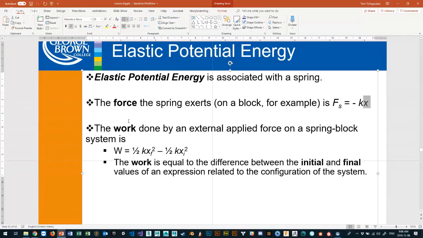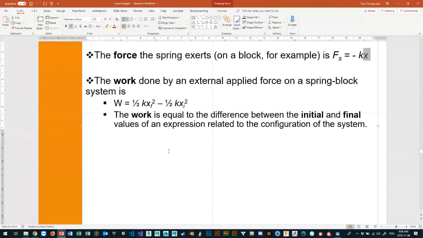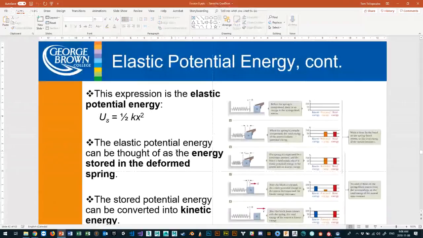So the work done by an external applied force on a spring block is defined as the final minus the initial, right, as an example. And the work is equal to the difference between the initial and the final values. All right, that's what it is. And that's the potential energy that you can have in a spring. So what does that mean? It means when I've pulled the spring out of its natural comfort zone, the natural equilibrium, until I let it go, there's potential energy there, right?